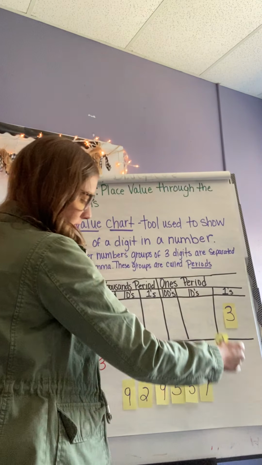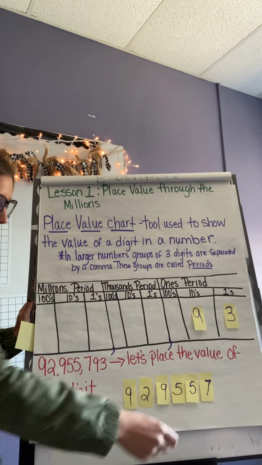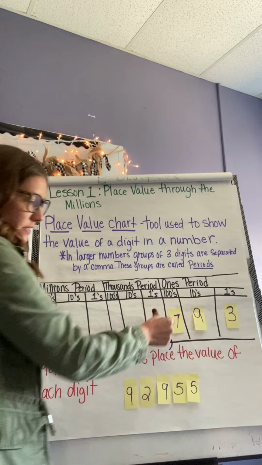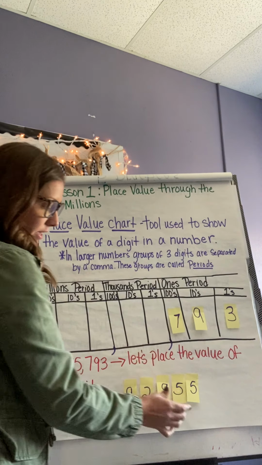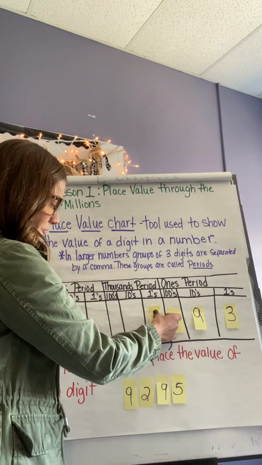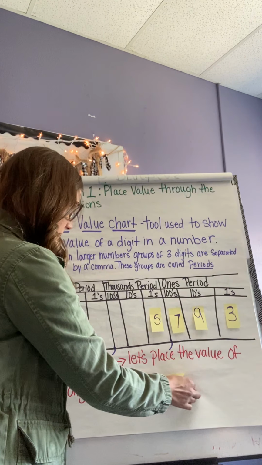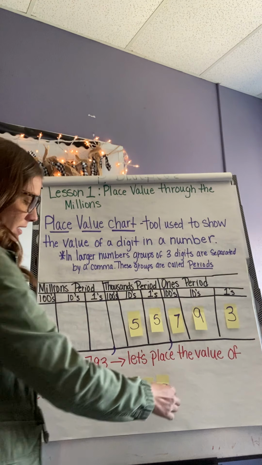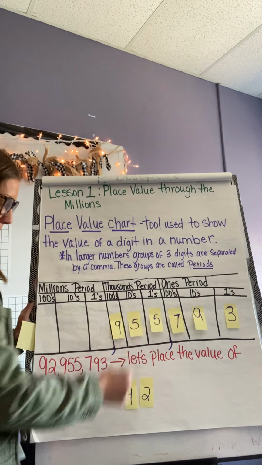The 9 belongs in the tens spot. The 7 belongs in the hundreds place. Then I move to my next period. The 5 belongs in the thousands place. The second 5 belongs in the 10,000s place, and the 9 belongs in the 100,000s place.